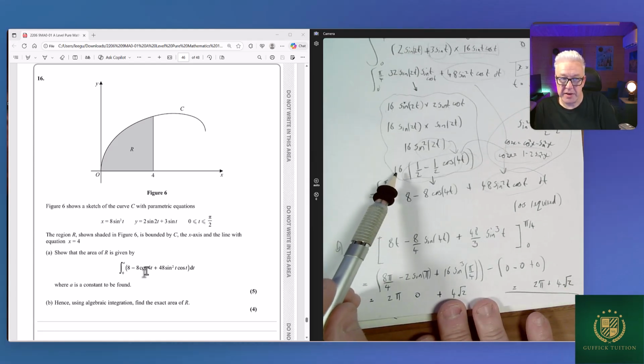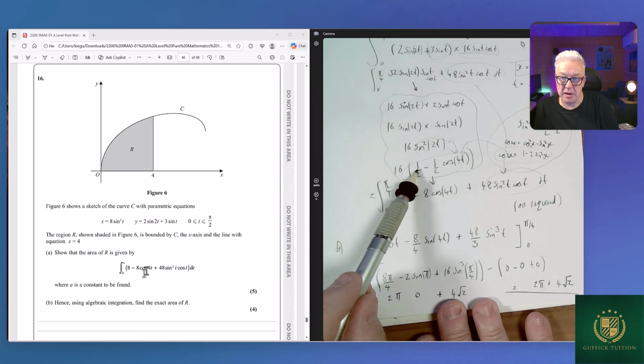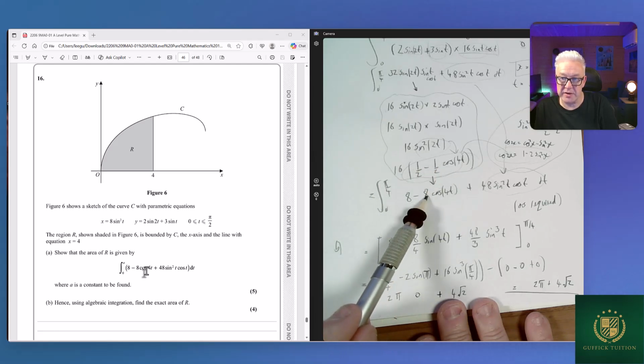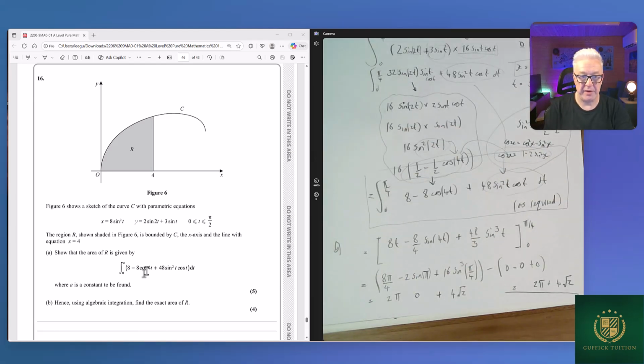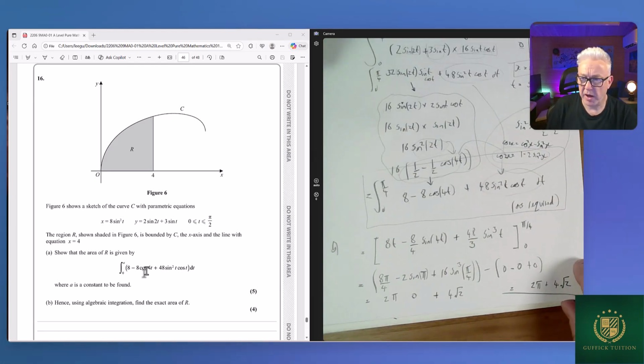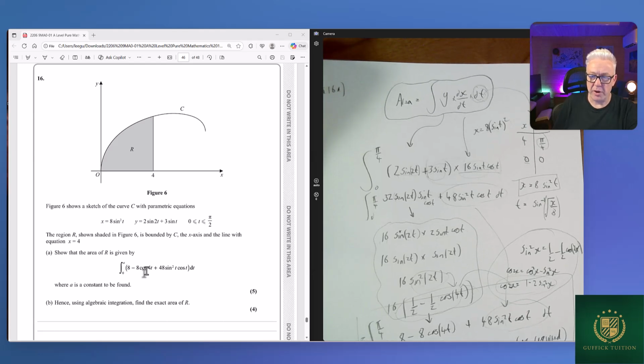So now we can expand this bracket. We've got 16 times a half is 8, and 16 times a half is 8. And now we've done it. We've got the identity that we were asked to get for 5 marks. By no means straightforward, but I think quite fair.